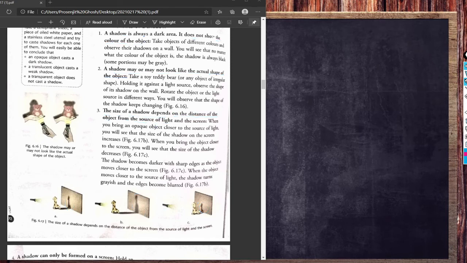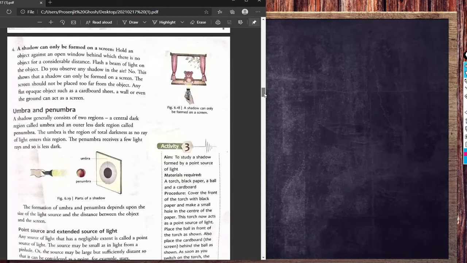Also, another thing, let me mention it. Coming to Umbra and Penumbra. Whenever we create a shadow, there are two regions. One is a darker region, another is a less dark region. The central darker region is known as Umbra, whereas the outer less dark region is known as Penumbra.